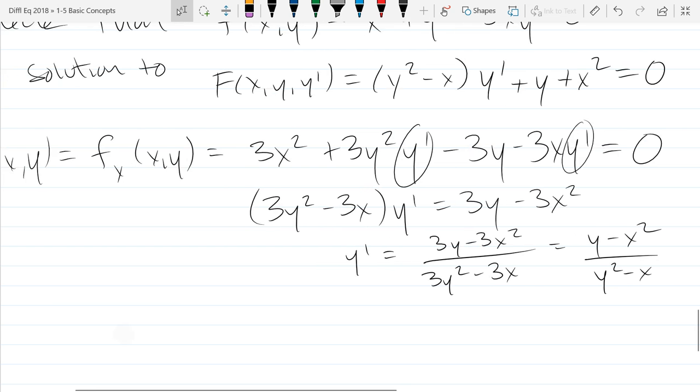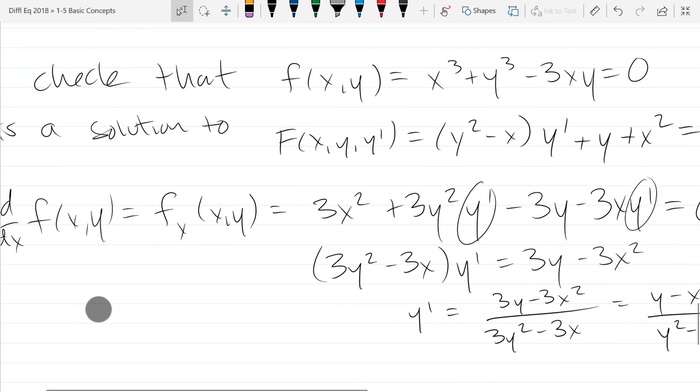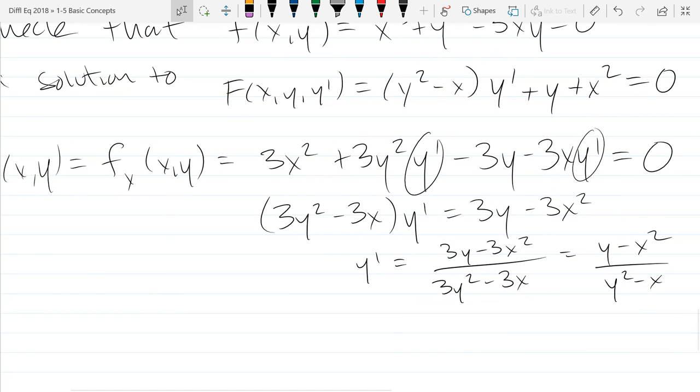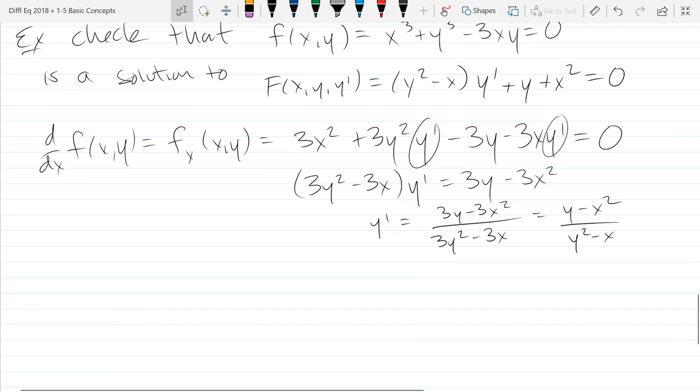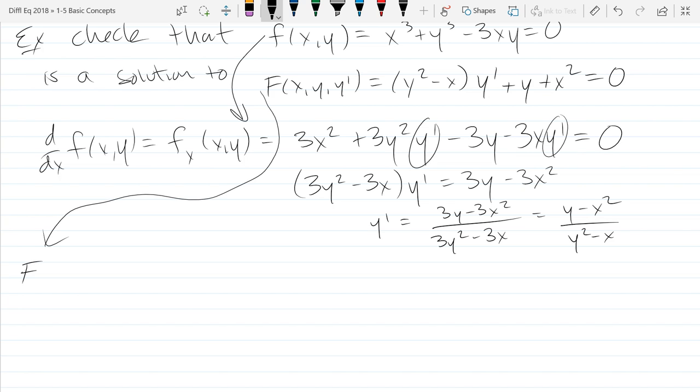Oh, good. We don't need y double prime. I was a little worried. All right. So we don't need to get y double prime. So I think we're ready to check now. So we're going to plug in now. I'm using capital F. So this is our original. Before, we were messing around with our solution function. Now we're going to be going back to capital F.